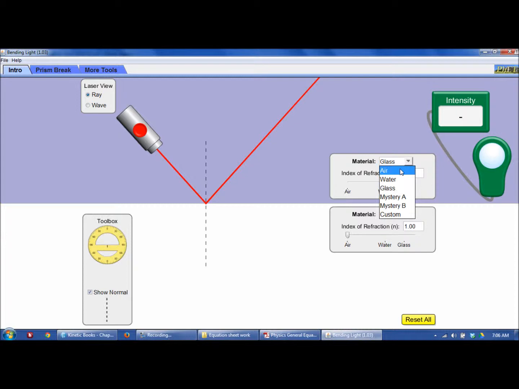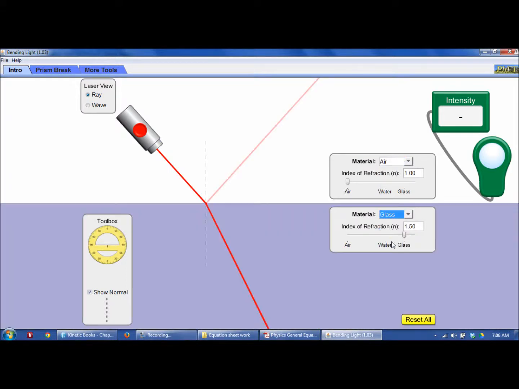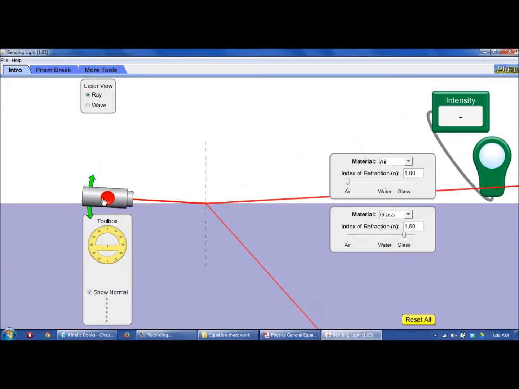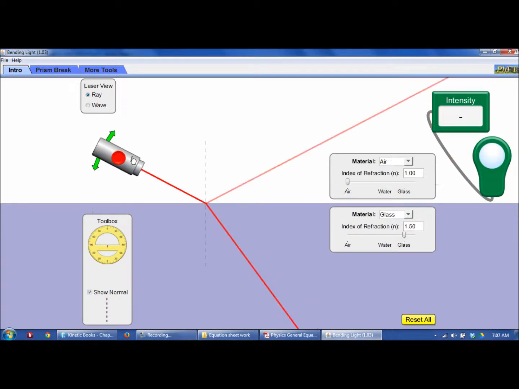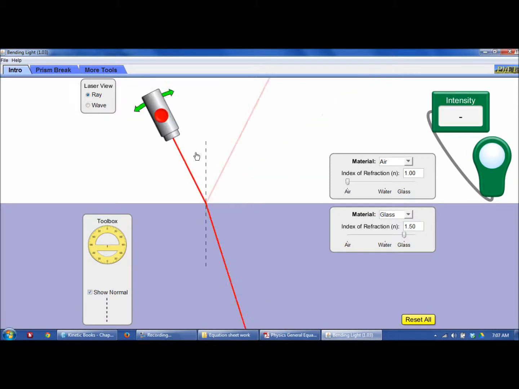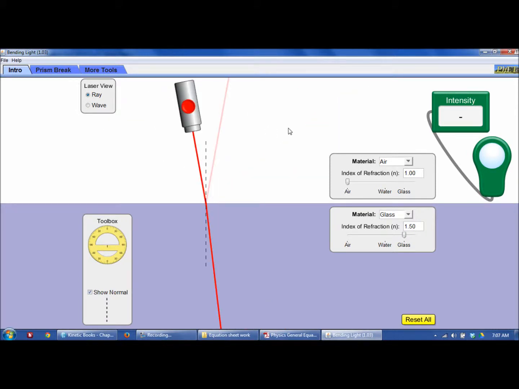This does not happen and cannot happen in the reverse situation where I'm going from air, a less optically dense medium, to glass, a more dense one. Since I'm always refracting towards the normal, there's no way to get my angle of incidence below 90 and my angle of refraction to be above 90. So I cannot totally internal reflect from a less optically dense material to a more optically dense material.